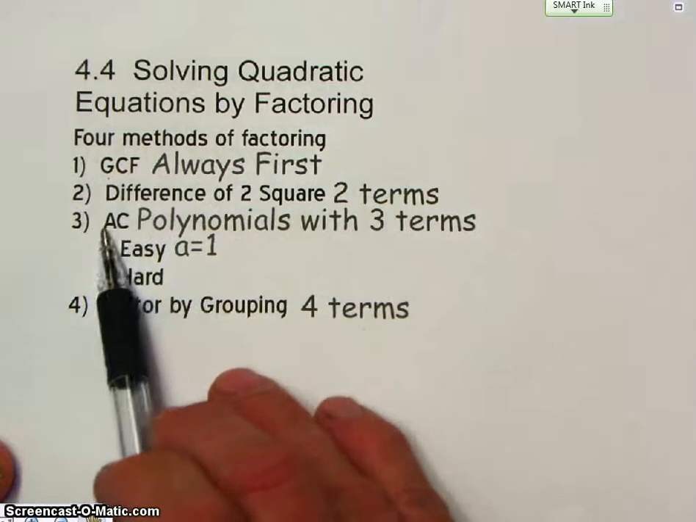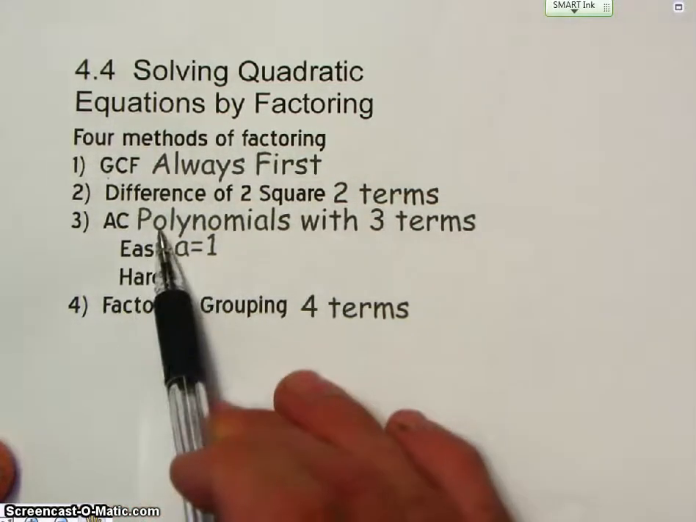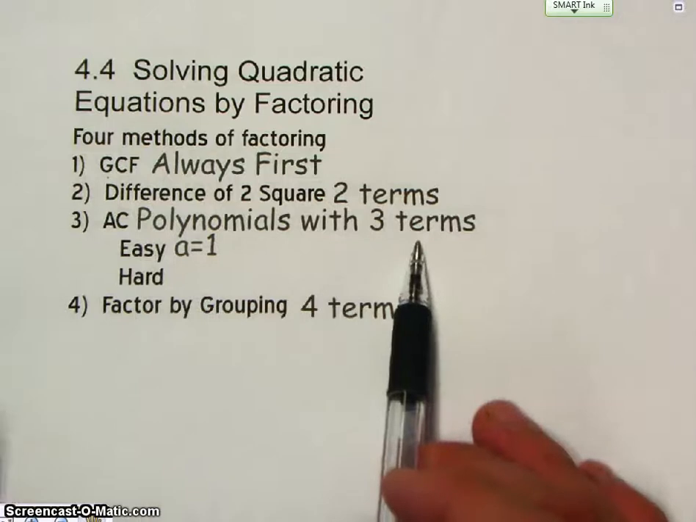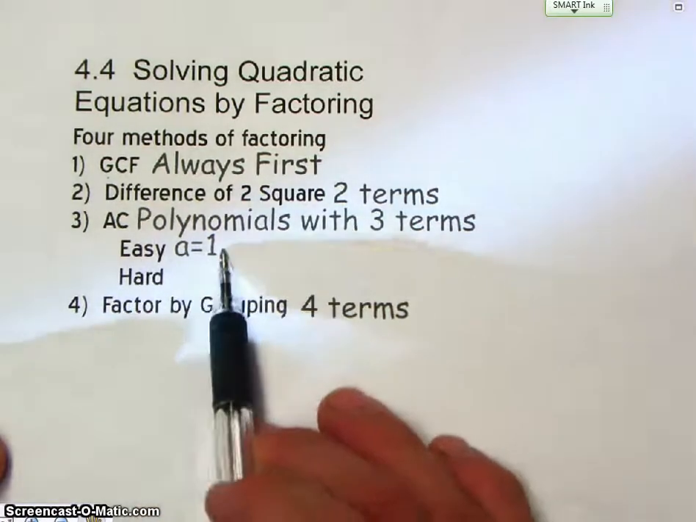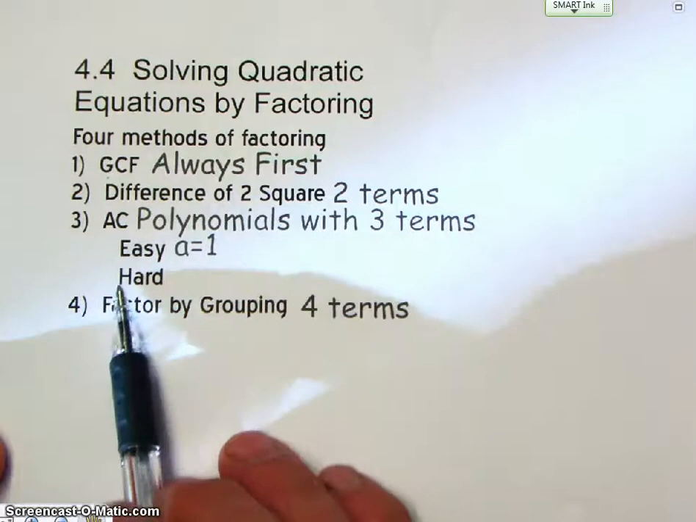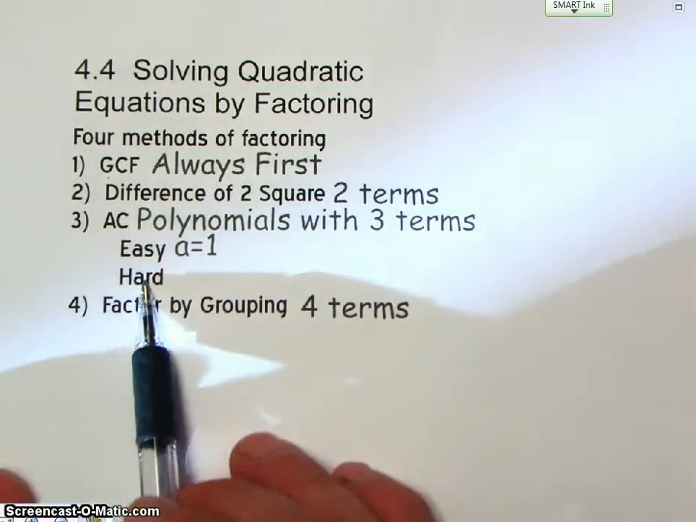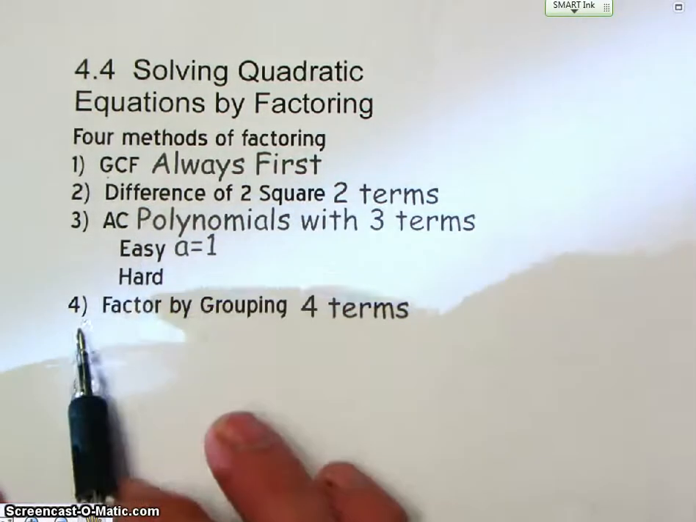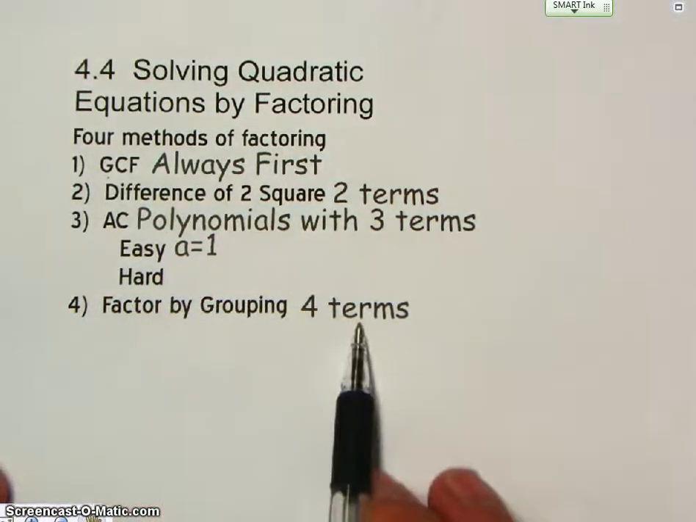We have covered the AC method, which is the easy. This is with polynomials with 3 terms. And the easy method is when a is equal to 1. And then there's the AC hard method, which we'll cover a little bit later. But what we're going to focus on is factor by grouping. We're going to practice this first.